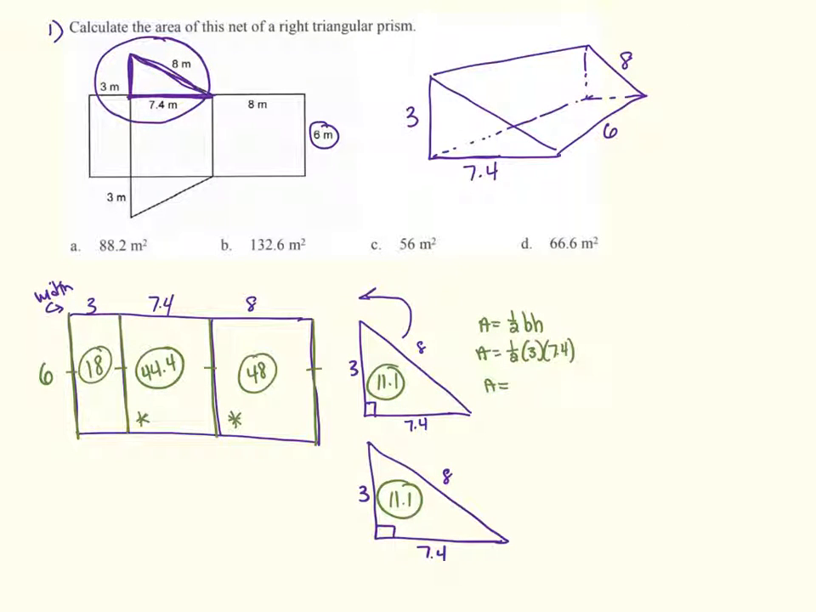Make sure you get the correct areas for each one. Now to find total surface area, all you're going to do is add each individual area up. So that's 18 plus 44.4, 48, 11.1, and 11.1. Go ahead and add those up. You get the answer of 132.6, and remember it's area, so we're dealing with meters squared. If you look up above in our answer options, the answer was B.